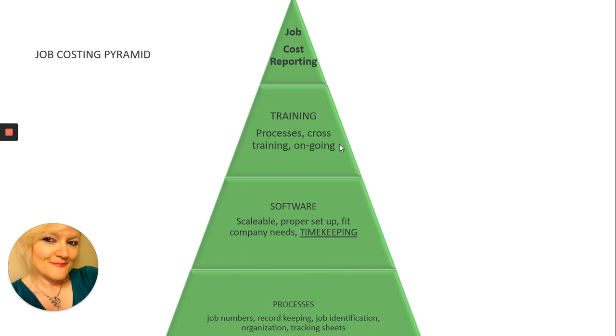The next section of the job costing pyramid is software. Is it scalable? Do you have a proper setup? Does it fit the company's needs? Do you have electronic timekeeping? Software is the next step in that. And so answering all of those questions and fulfilling all of the items within the job costing pyramid will help you get to the top.